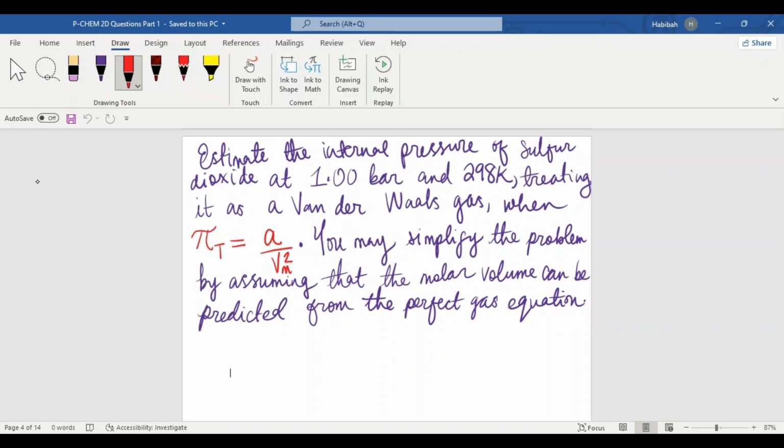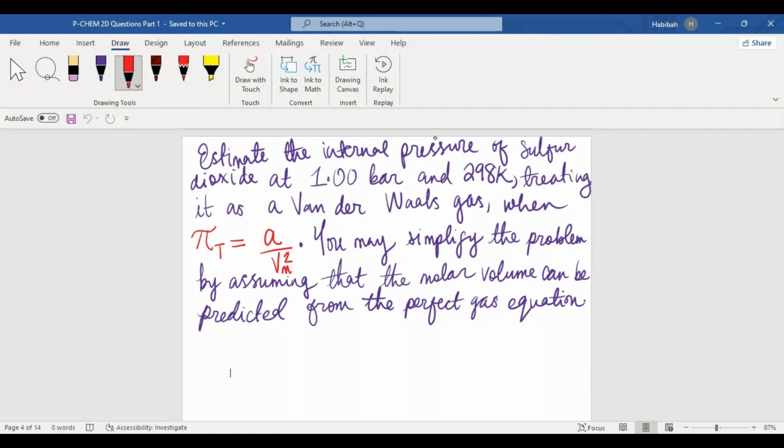So today we're going to be working on the question on the screen that says: estimate the internal pressure of sulfur dioxide at 1.00 bar and 298 kelvins, treating it as a van der Waals gas, where internal pressure, π_T, equals a divided by Vm squared. You may simplify the problem by assuming the molar volume can be predicted from the perfect gas equation.